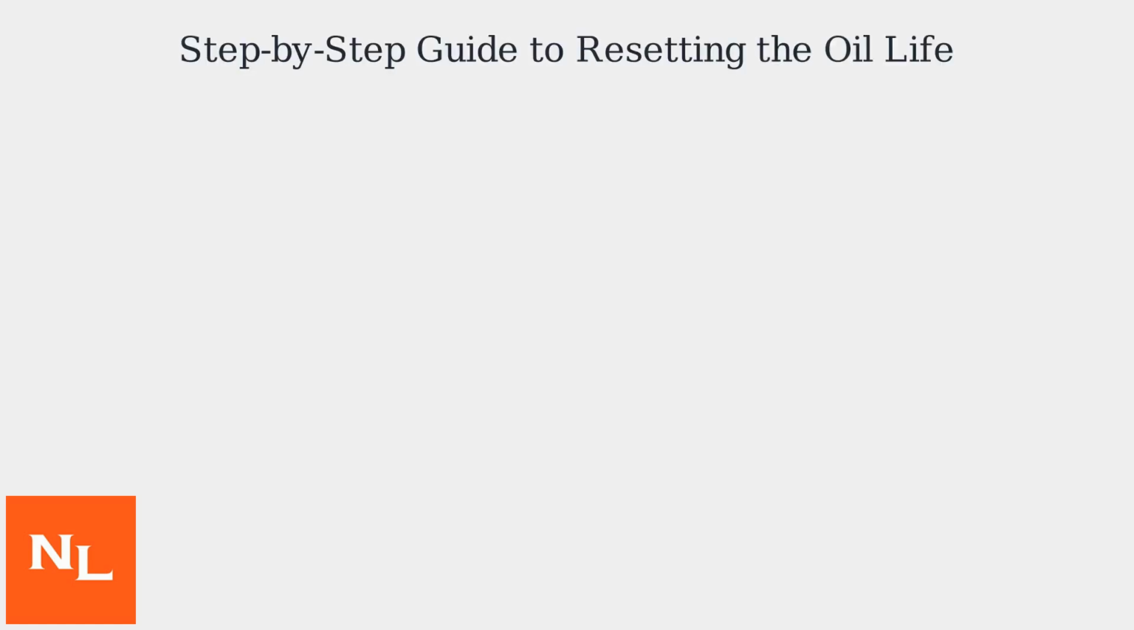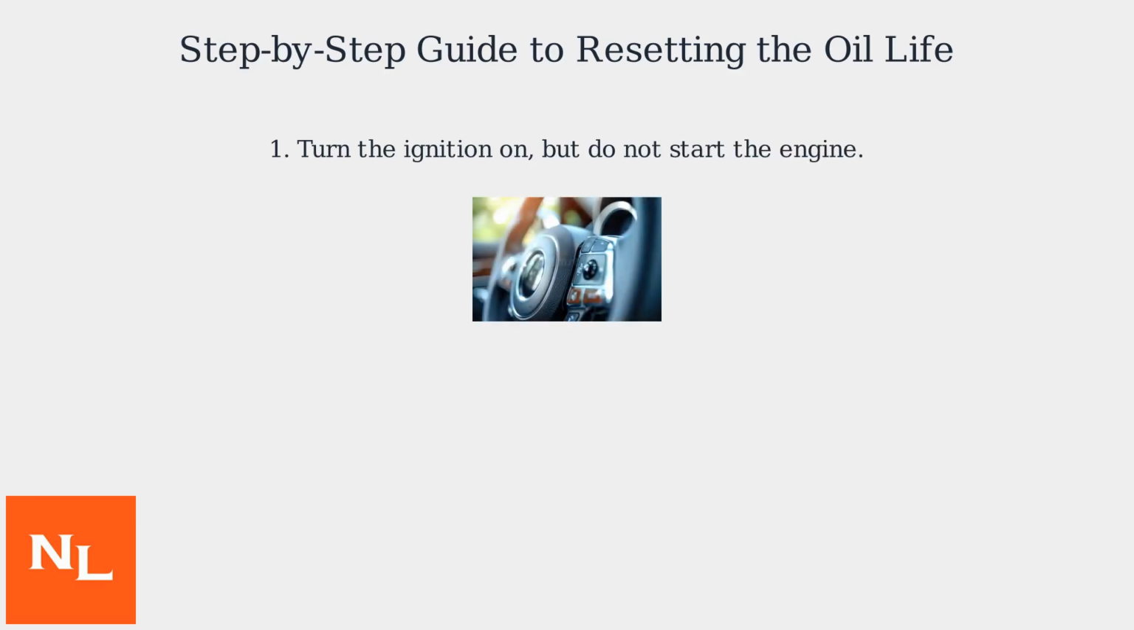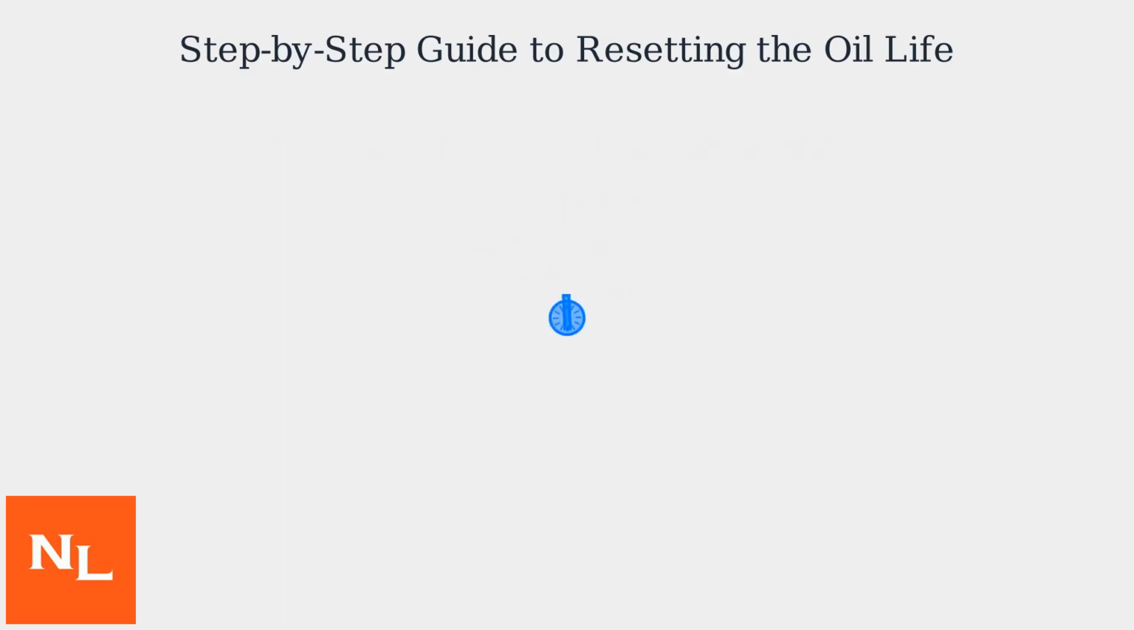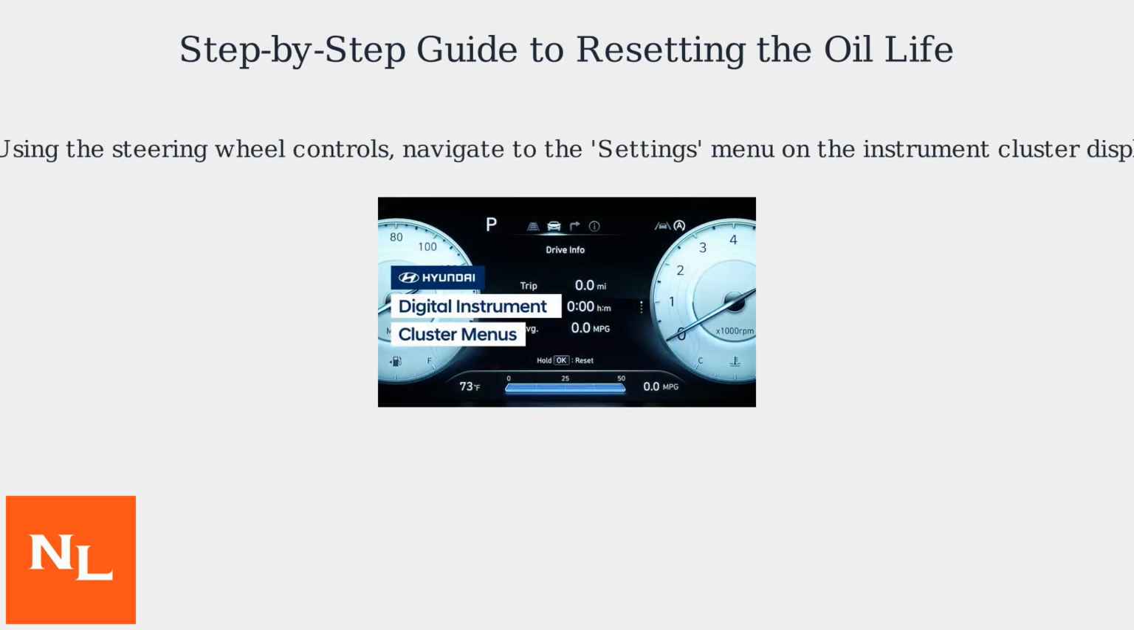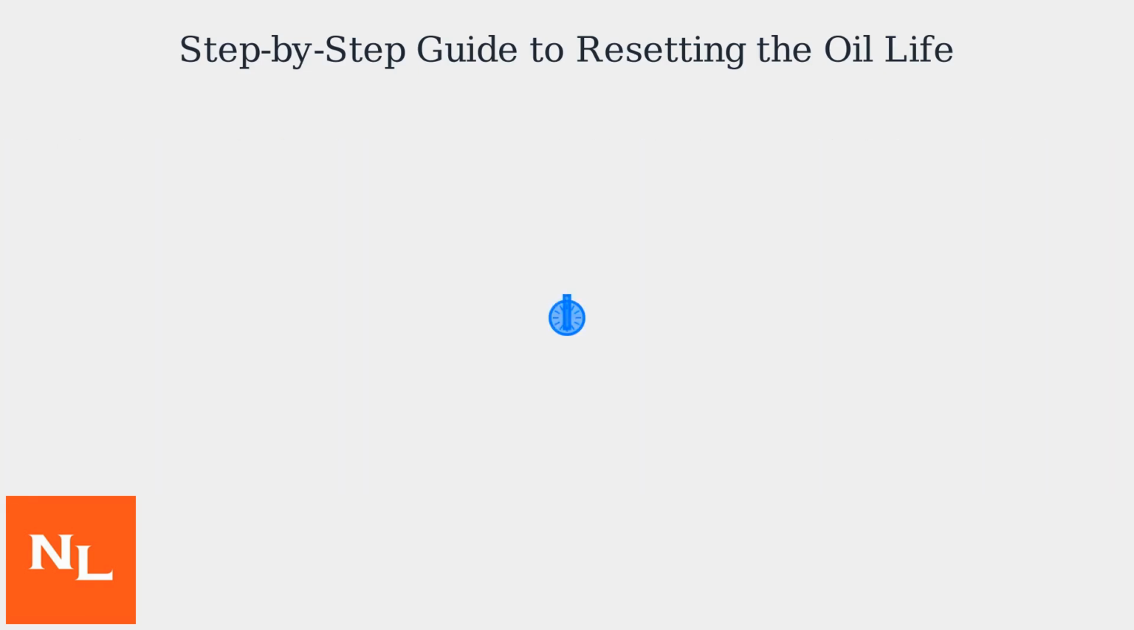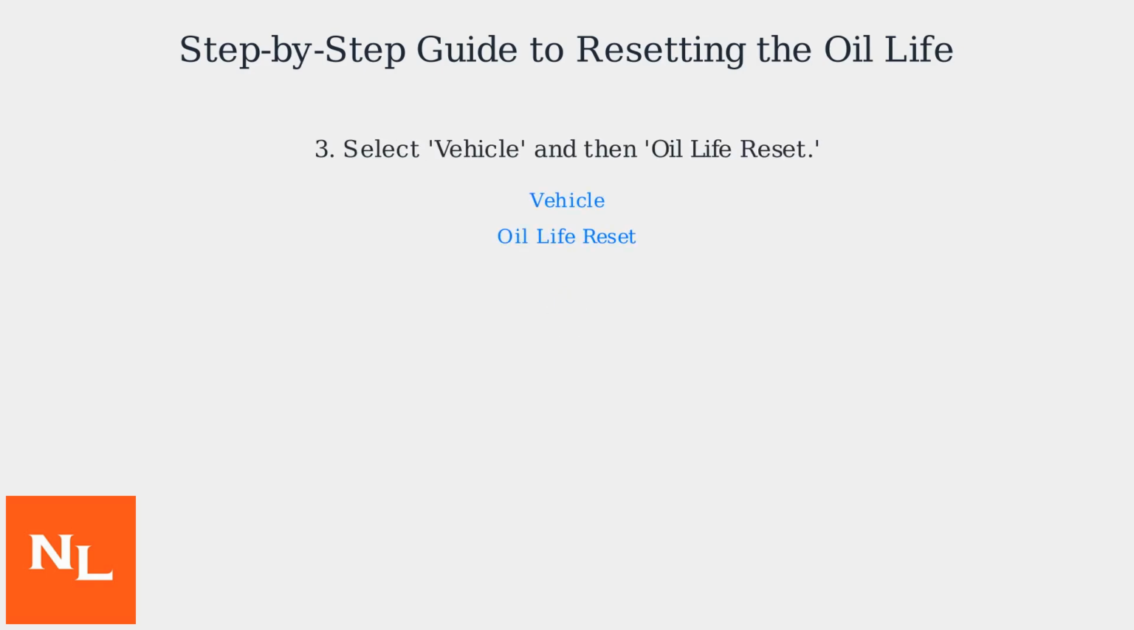The oil life reset is performed entirely through the vehicle's infotainment system. First, turn the ignition on, but do not start the engine. Using the steering wheel controls, navigate to the Settings menu on the instrument cluster display. Select Vehicle and then Oil Life Reset.